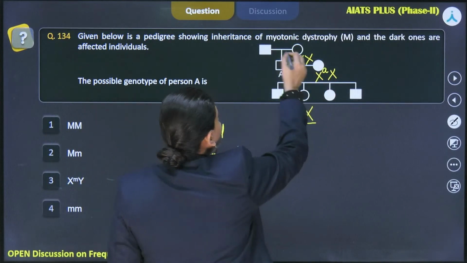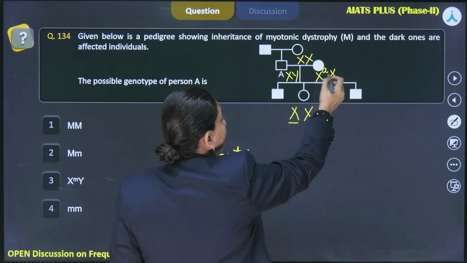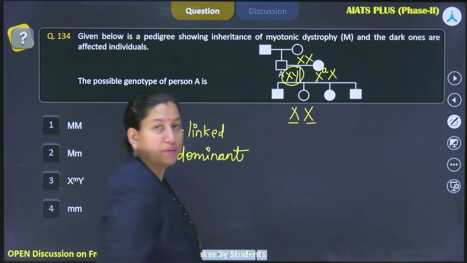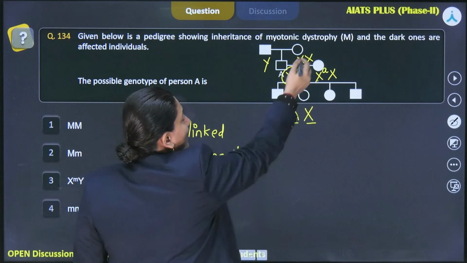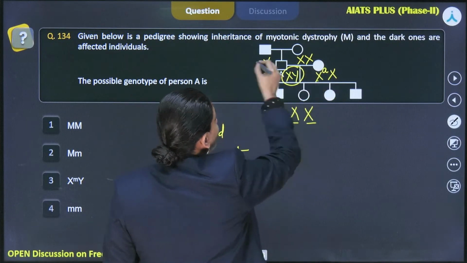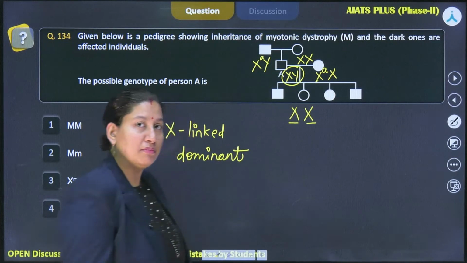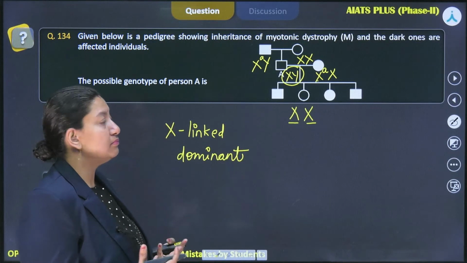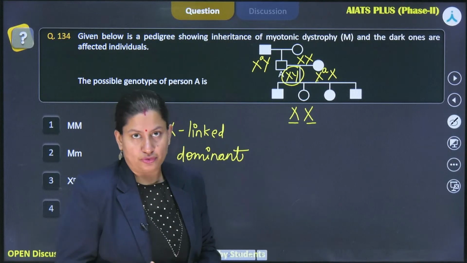Then coming to this particular part, this female must have received one X. Let's suppose we are talking about this individual, XY. So Y will be from the father and X will be from the mother. This is being satisfied. Now this particular individual must have received XA from the father and X from the mother. So this pedigree suits the inheritance pattern of X-linked dominant disorder also, right?